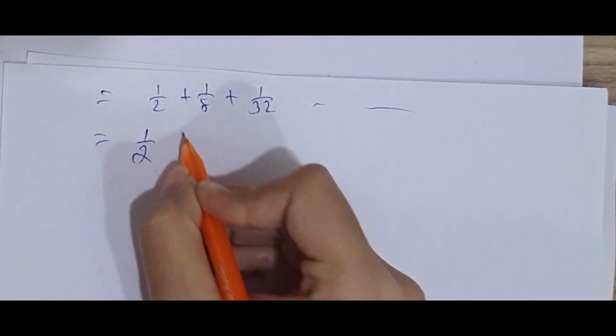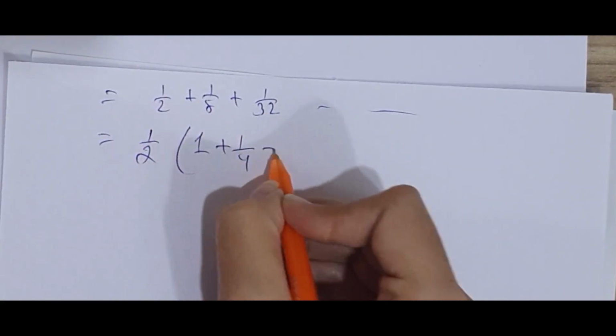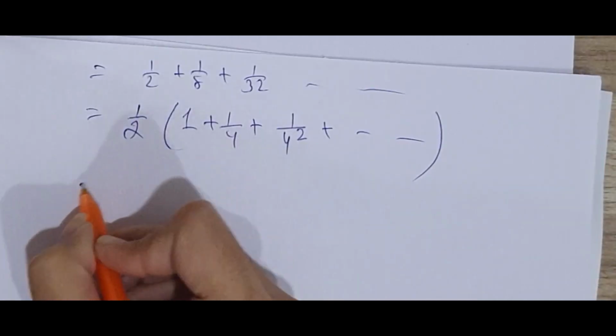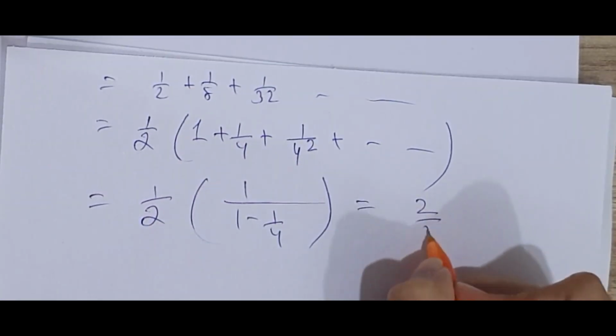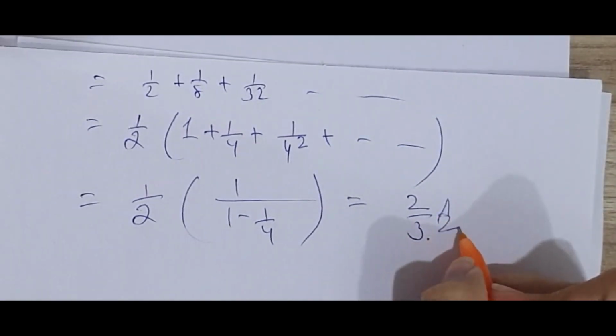We can take half outside. Now this forms a GP. Solve it. This comes out to be the answer.